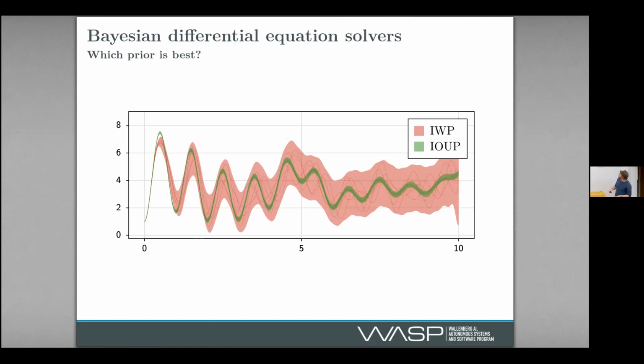And so now let's see what happens. So now we're solving the same differential equation using two different priors. The red one is the integrated Wiener process, polynomial extrapolation. I'm not showing the mean estimate, but I'm showing samples inside the credible regions. And then the green one is the integrated Ornstein-Uhlenbeck process.